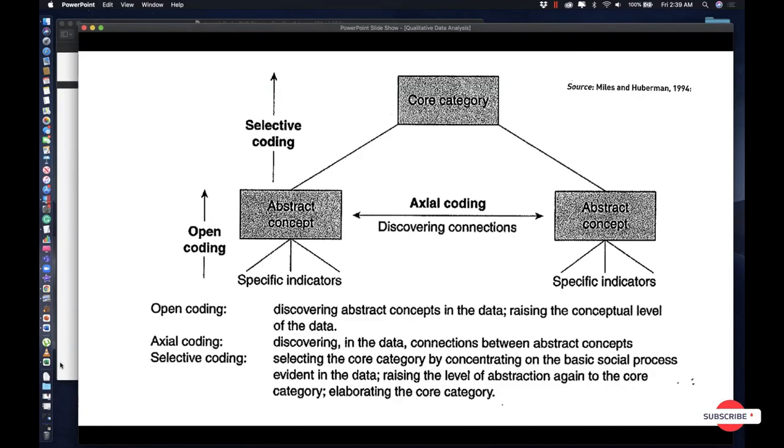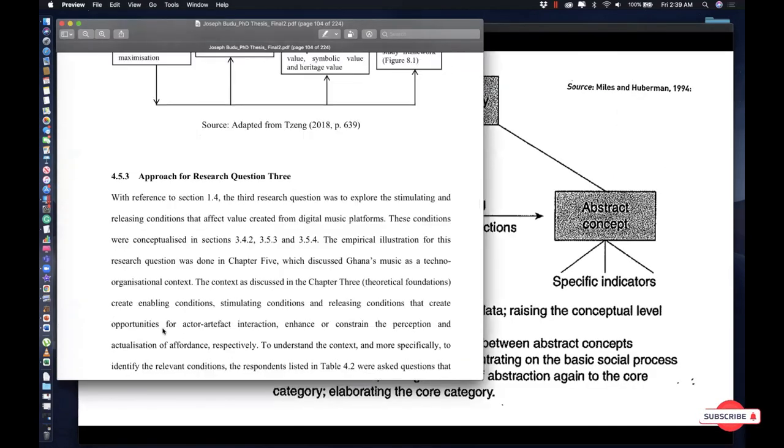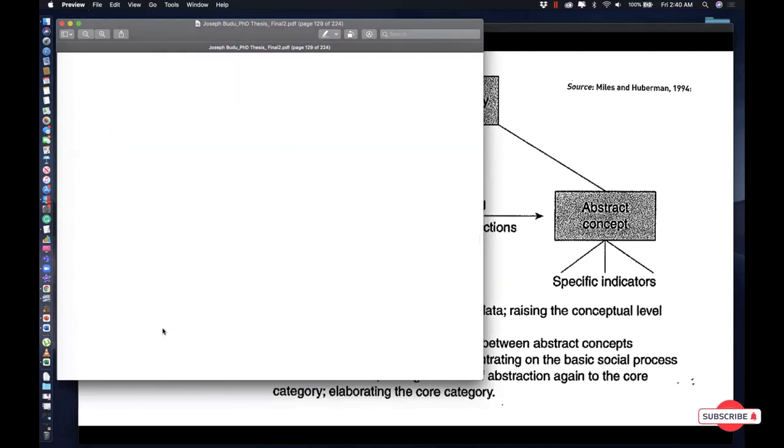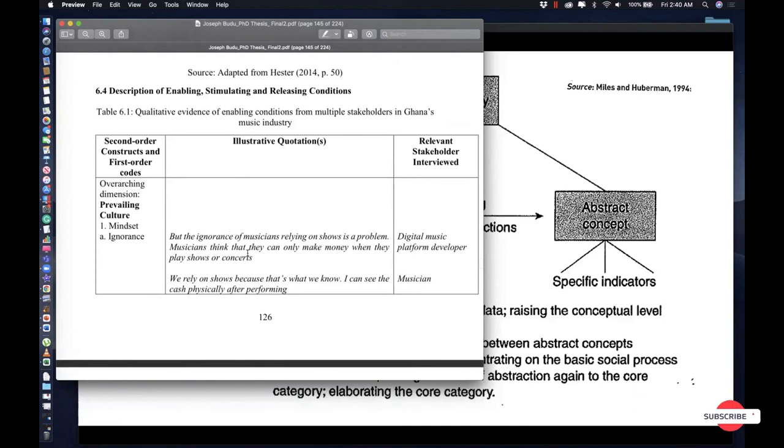So let's go back and look at the data itself. Sorry that I had to. All these are data display. This box here is where the coding takes place. Somebody was asking how the coding took place. So in the box here, in the middle part, you have the words or the quotations from the data from the field. And we said label all quotations, index them with the person who said it. Remember I mentioned that. But we are studying the development of certain enabling and stimulating conditions and releasing conditions.